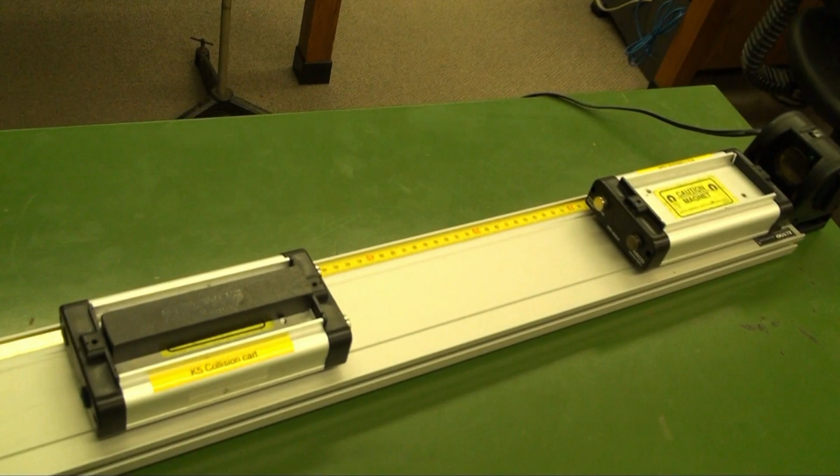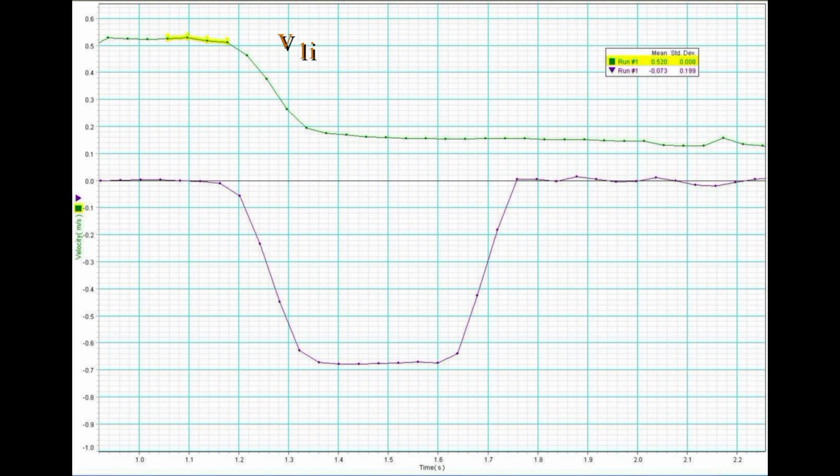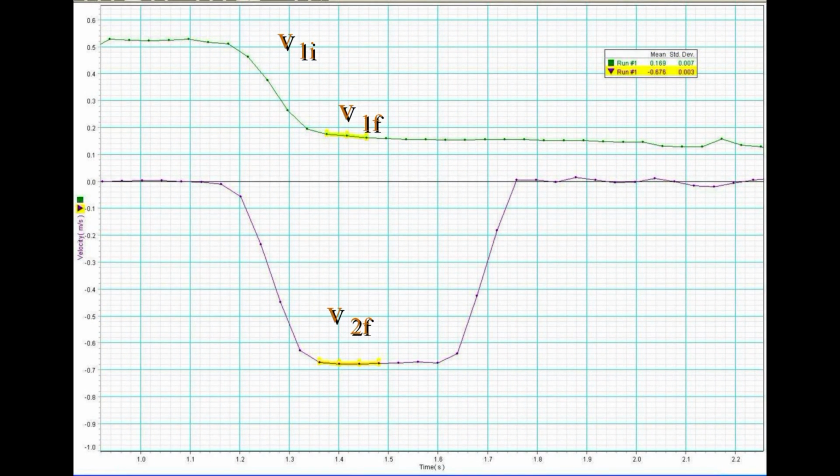Please don't allow the carts to hit the motion sensors. Here is the measurement of cart 1's initial velocity. Here are the final velocities of cart 1 and cart 2. Even though the second motion sensor shows a negative value for the velocity of cart 2 because it's moving toward it, you will correct its sign to a positive value, recognizing that it is moving to the right from the collision.